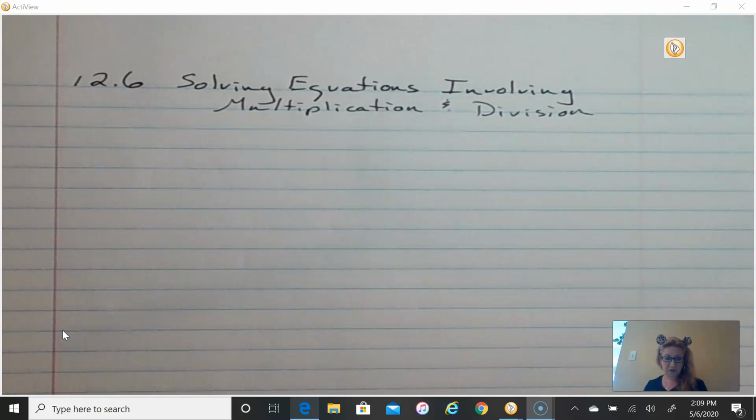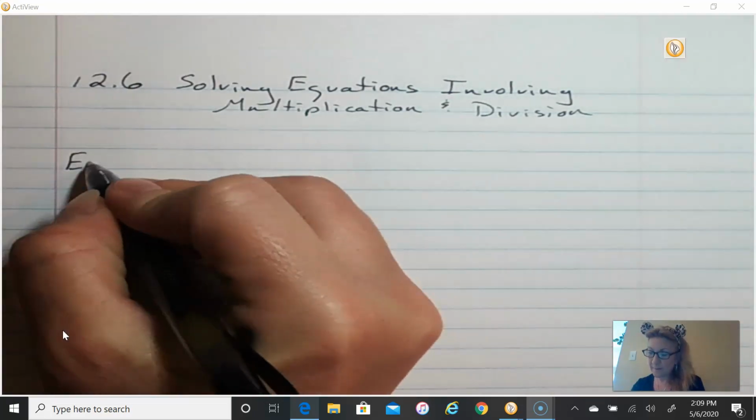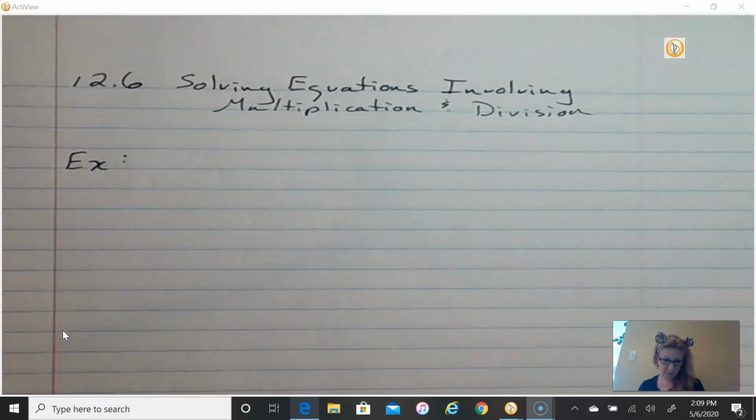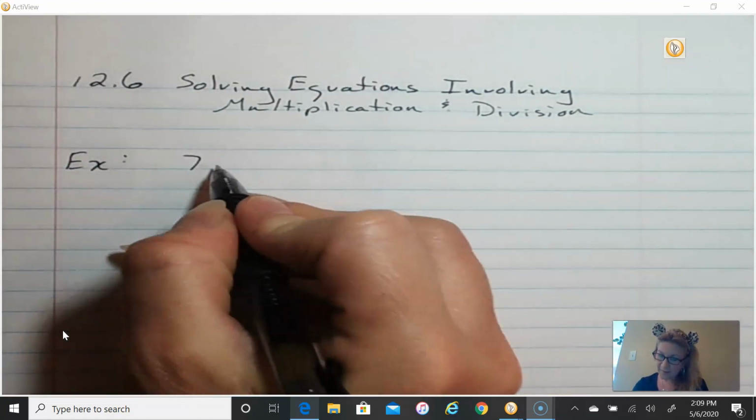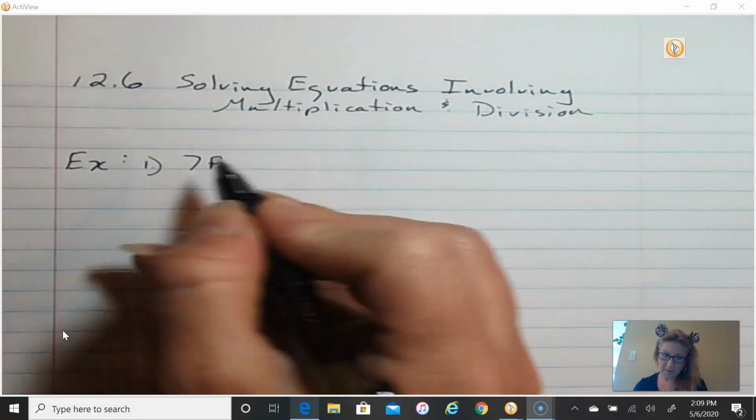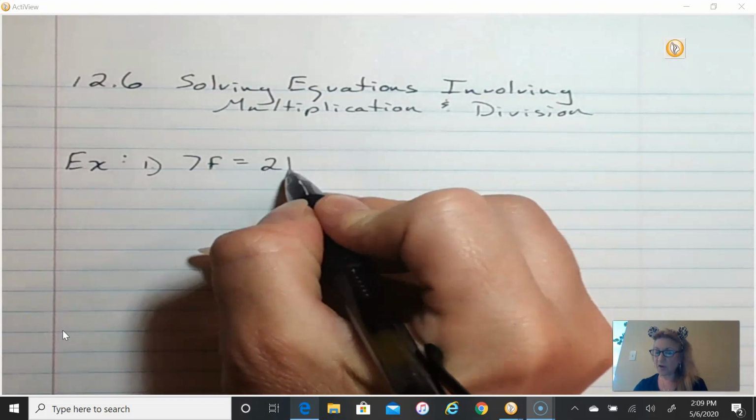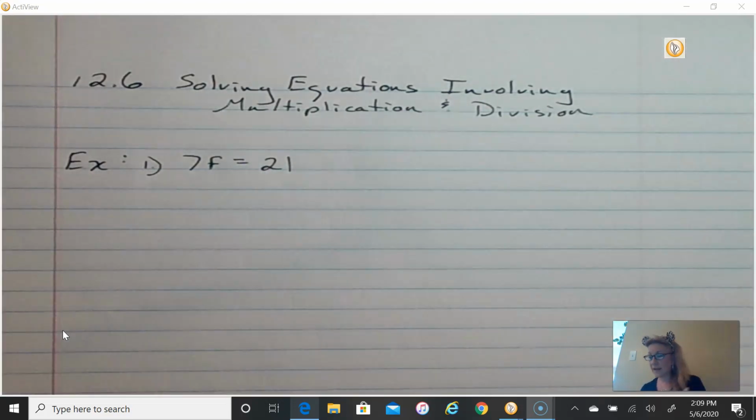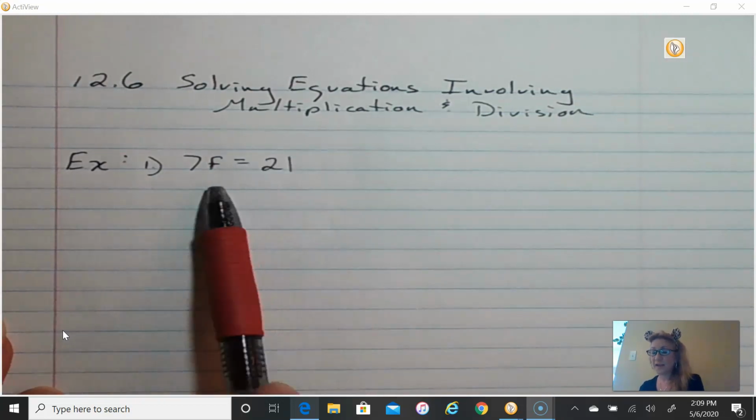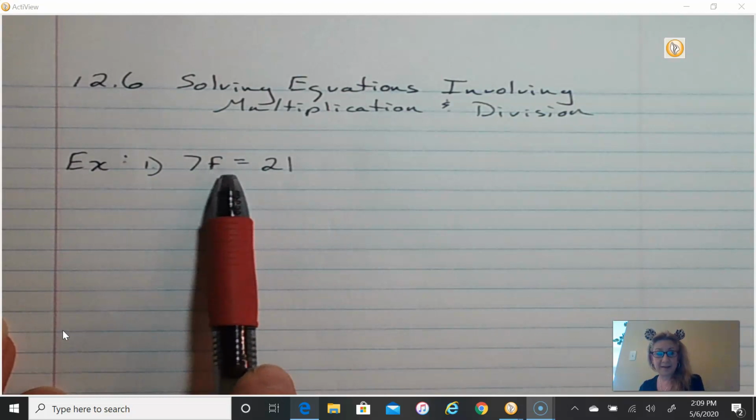In fact, let me just show you. We're going to just jump right into examples. Okay, so for example, 7f, this is the first example, 7f equals 21. Okay, again, we're isolating the variable. Remember, I'm not going to repeat all the notes and everything from the last one, but that's what you're doing. You're isolating the variable. We have to get this f all by itself.